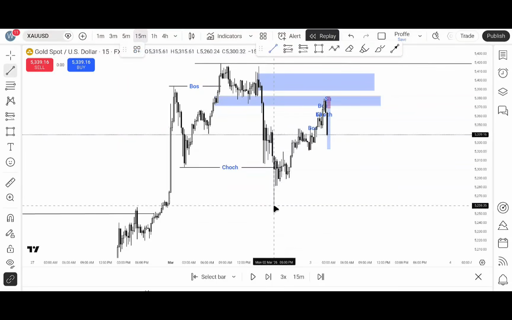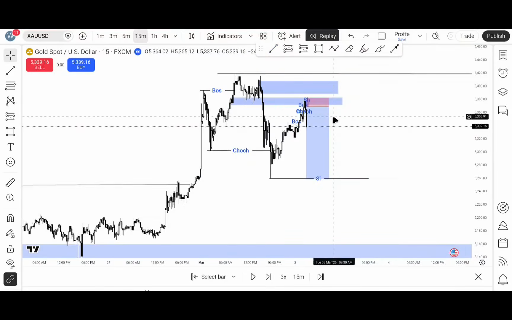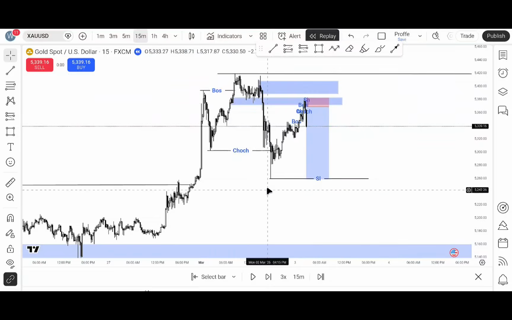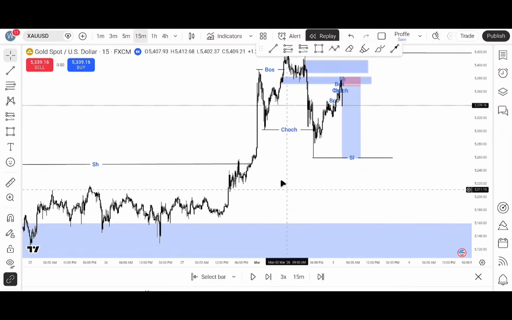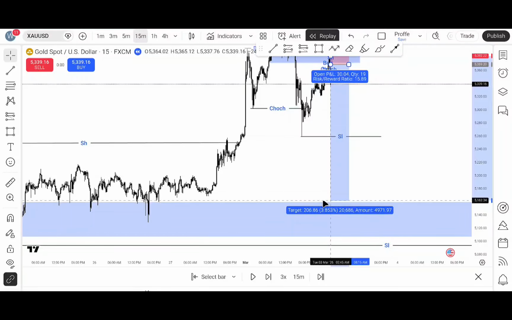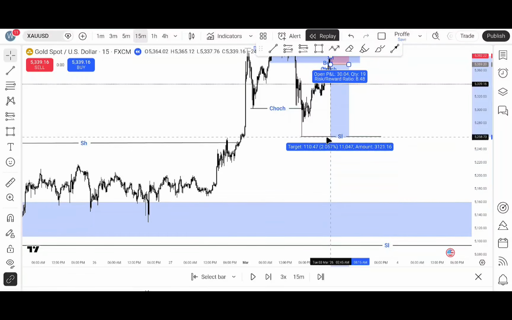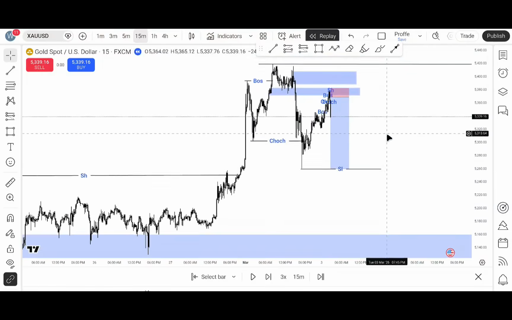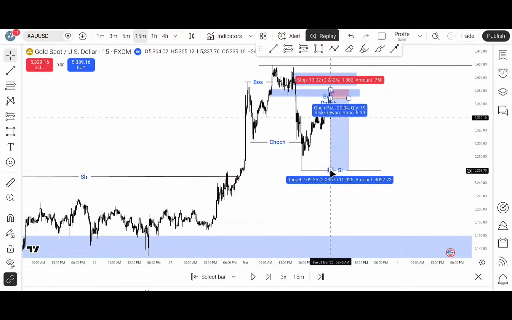So we have the 15-minute time frame swing low over here. We can clearly see the 15-minute time frame swing high and swing low. Then we have the 4 hours time frame demand zone over here. You can either take profit here or here. But for me, where I mostly take my profit is at the 15-minute time frame swing point.